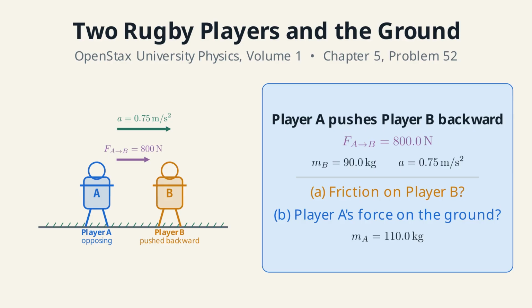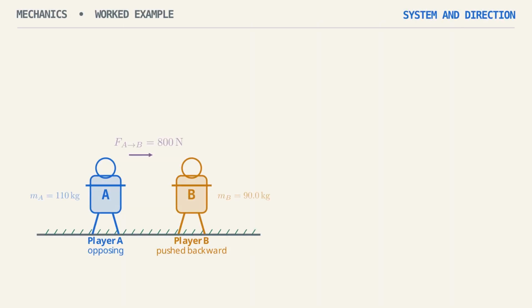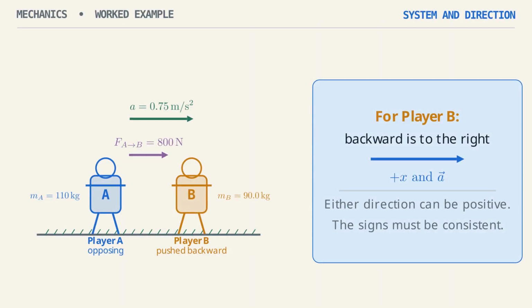Part B asks what force player A exerts on the ground if player A and his equipment have a mass of 110 kilograms. Those questions refer to different objects, so we will draw a separate free body diagram for each player. Begin by choosing the object whose motion we are analyzing. For part A, that system is player B.